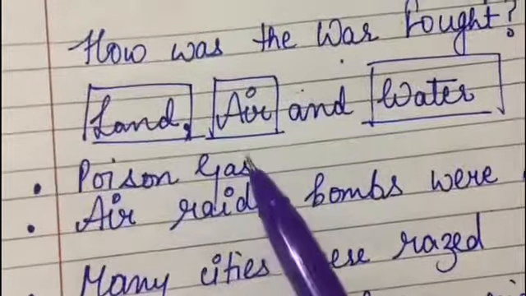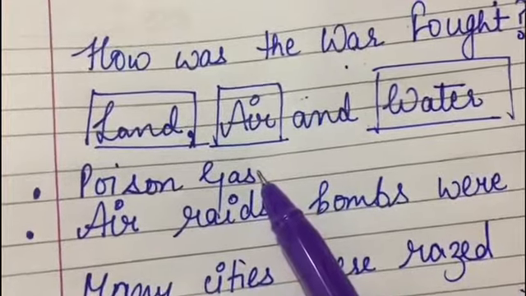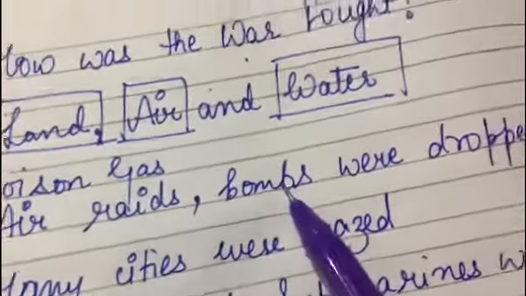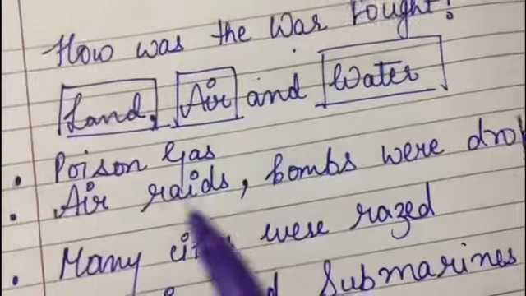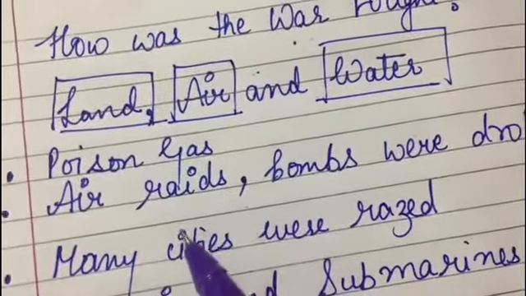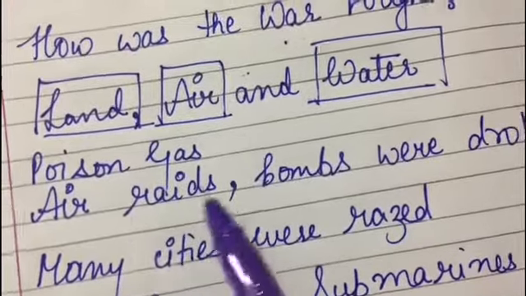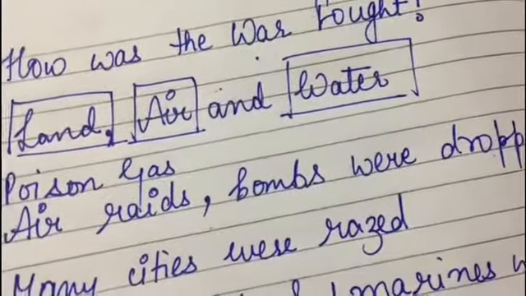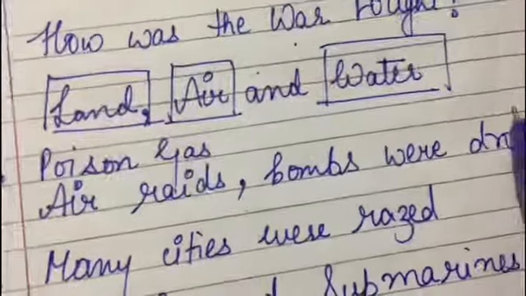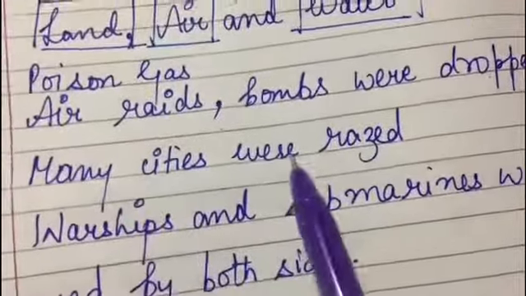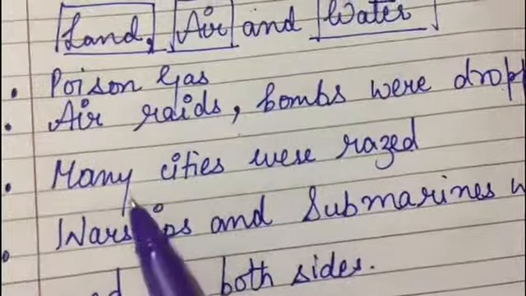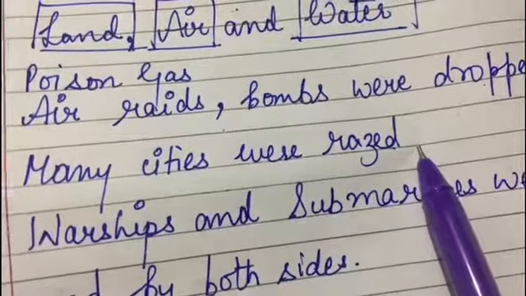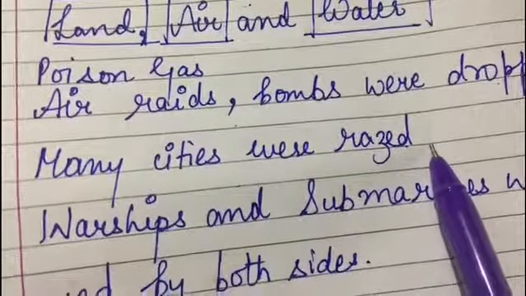Even poisonous gases, poison gas, was used on the soldiers. Air raids, bombs were dropped. Now, what are air raids? Air raids are an attack done by military aircraft. So, air raids, bombs, these things were also dropped on the city. Many cities were razed to the ground. What is the meaning of razed? Means many cities were totally destroyed and they were pulled down to the ground.